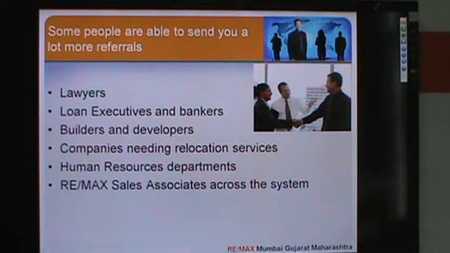In the same way, if you are sending your brochure and everything to all these people, they are able to refer you, because a lot of people approach them. A lot of people approach lawyers, loan executives, builders, companies needing relocation services. So if they have your marketing piece in a better manner, and if you are a Remax associate, then there is a high chance they will refer you. So decide what prospecting method you are good at and become the best. Next.